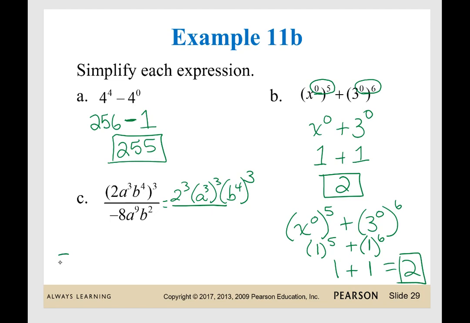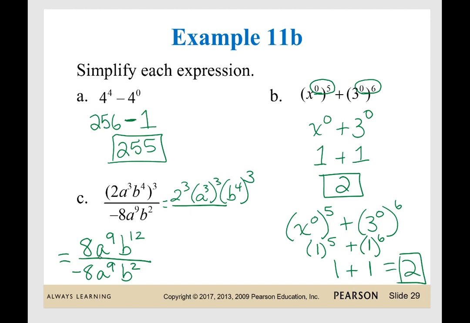So I'm going to write it down here so I have some more room. So the numerator, 2 cubed is 8, a cubed cubed is a to the 9th, and b to the 4th cubed is b to the 12th, right? 4 times 3. All right, and now let me rewrite my denominator. And this looks a lot like those division problems I was just doing a couple slides back.